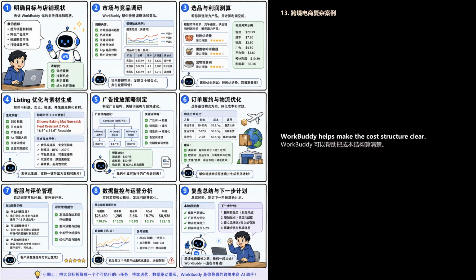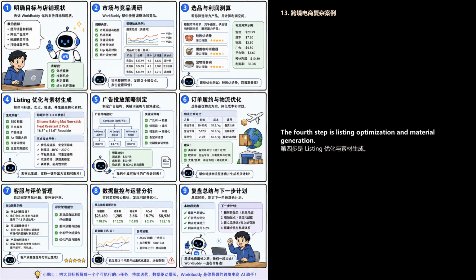The fourth step is listing optimization and material generation. It can create SEO titles, bullet points, product descriptions, page outlines, keyword placement, and main image copy suggestions. The English title and bullet examples in the image show why localization matters.